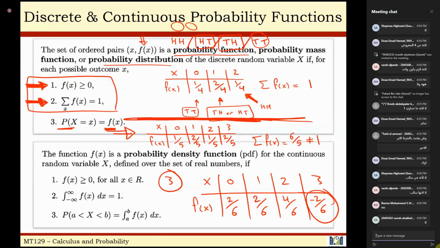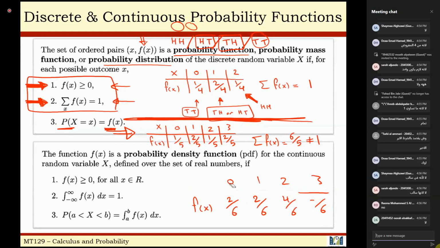This is called probability mass function if the 3 conditions are satisfied. Okay. So this is not mass function, this is mass function. Okay. If we have continuous, this is called probability density function. Mass function if discrete, density function if the random variable continuous.